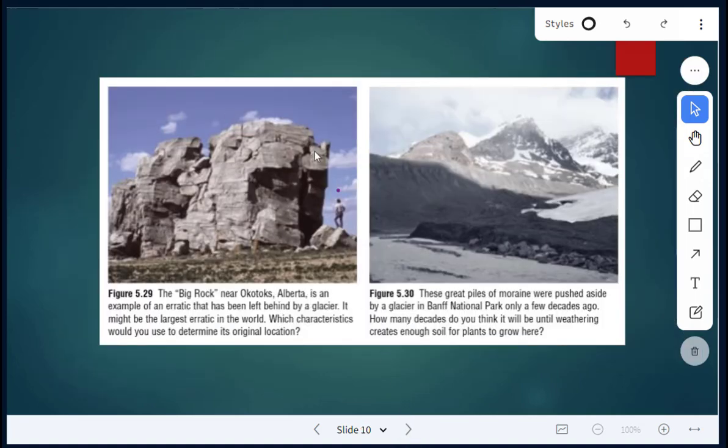This is an erratic. It's called the Big Rock. It's near Okotoks, Alberta. It was left behind by a glacier. It might be the largest erratic in the world. This is showing moraines. Those are the great piles of sediment and things that are pushed aside by a glacier. This is in Banff National Park.